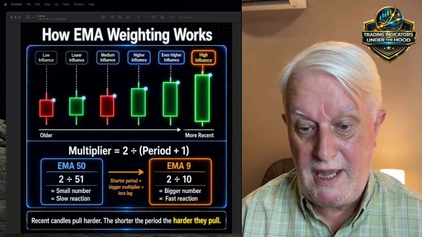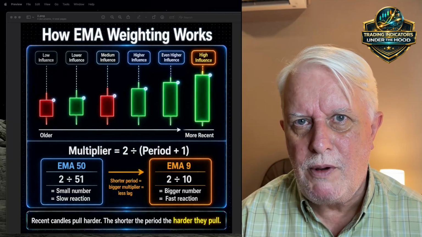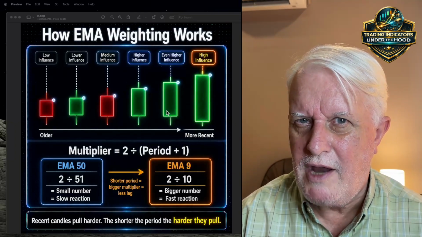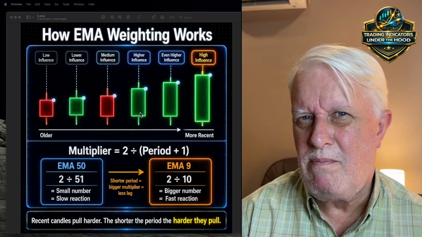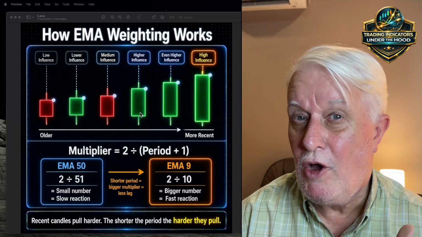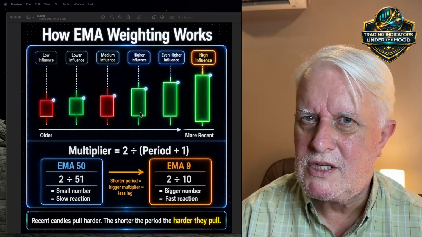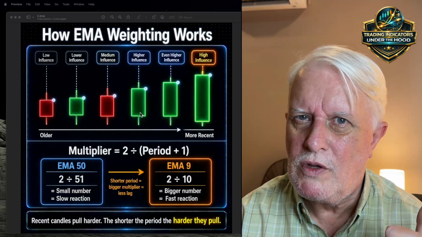It does this with a smoothing multiplier. The multiplier is 2 divided by the period plus 1. The shorter the period, the bigger the multiplier, and the faster the line reacts to price. That number is applied to the more recent candle to give it more pull on the line than the older ones. The result is a line that reacts much faster when price starts moving, because recent candles are dragging it harder than the older ones.